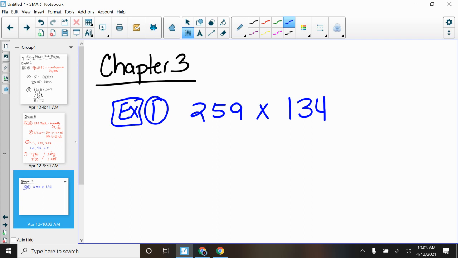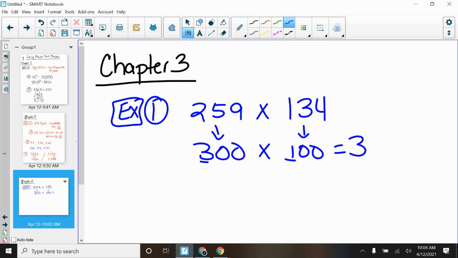So in 259, what digit is in the highest place? The hundreds. So what would 259 round to become? 300, yeah. What would 134, Olivia, round to be? 100. And now I can just multiply those. And that I can multiply really simple. Multiply the numbers that aren't zeros first. So 3 times 1 is 3. And add all those zeros. How many of them are there? Add them all into your answer. 1, 2, 3, 4. 30,000.